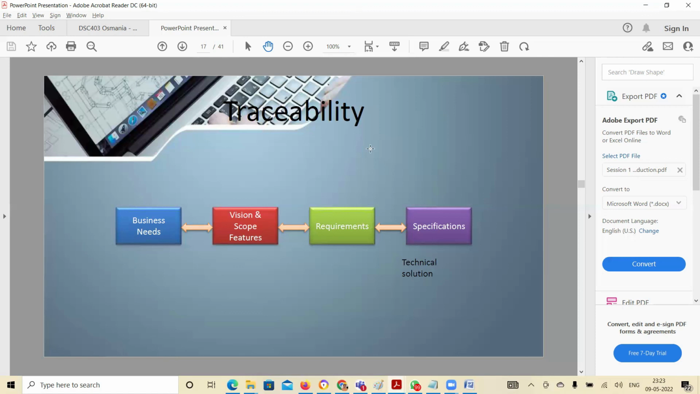So if you have a requirement not connected to a specification, that is the problem. If you have a vision not connected to requirements, that is a problem. If you have a business need not connected to scope, that is a problem. So forward traceability is about not delivering something if the linkage is missing.